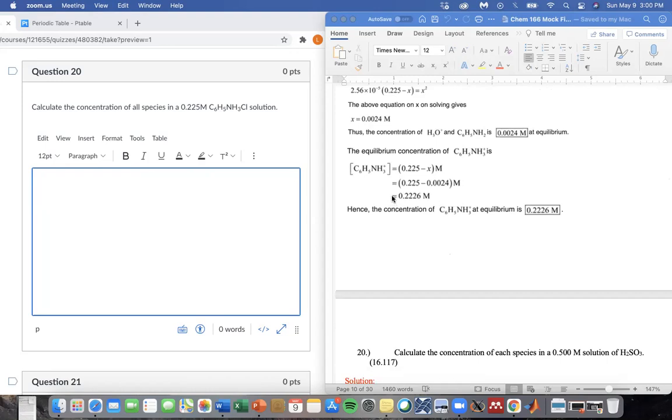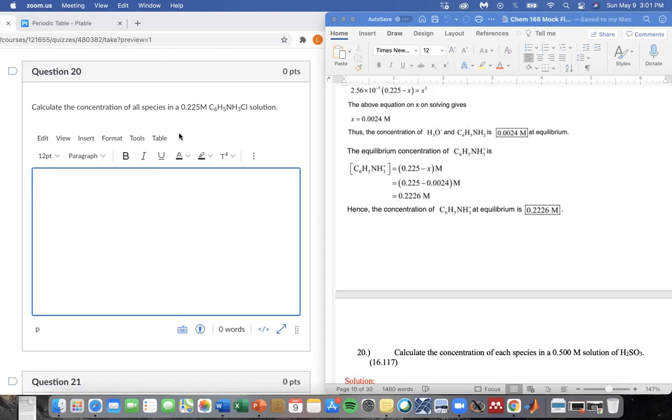And so because x is that, we'd have the H3O plus concentration and the C6H5NH2 concentration as 0.0024 molar at equilibrium. But in order to find our C6H5NH3 concentration, we have to go back to our ICE table and do the initial minus that change, because the x is our change. So if we do 0.225 minus that change, we would get 0.226 molar. So the concentration of C6H5NH3 plus at equilibrium will be 0.226 molar.